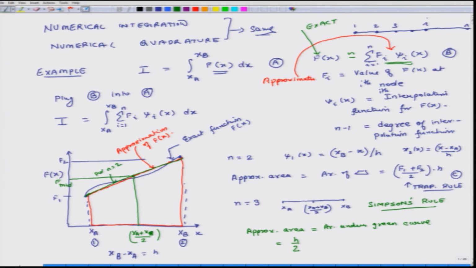and that is equal to h by 2 into f1 plus 4 f mid plus f2. Okay. So this comes from Simpson's rule. So to find the area under the green curve, we have to know the 3 values of the function. The first value is f1, the second value is f mid, and the third one is f2.